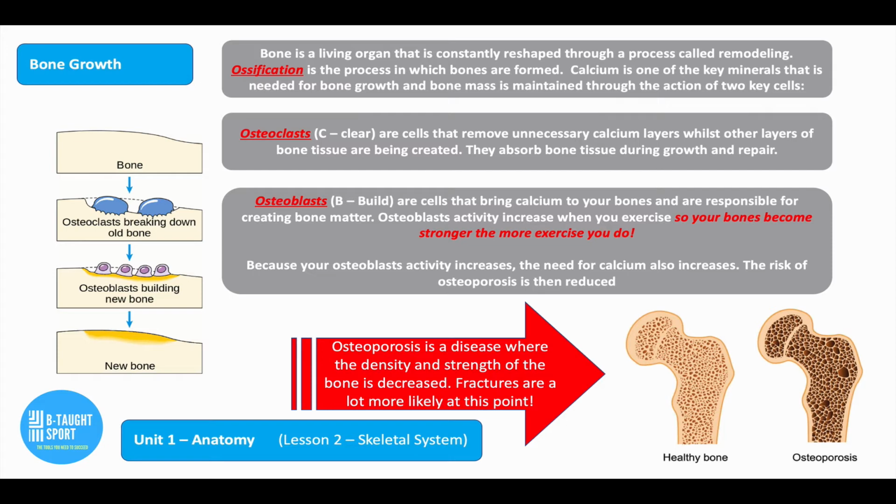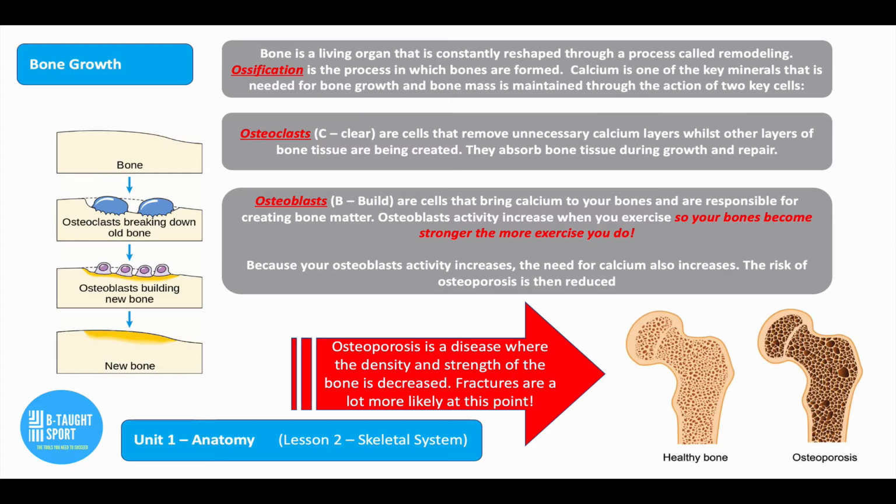Now on the left hand side there's a bit of a diagram there of how it works. So there you've got your bone at the top. What happens is your osteoclasts then break down that old bone, so it might be damaged bone, it might even be bone that just needs to be replaced, and then the osteoblasts, so B for building, would then actually build that new bone on top, making your bone more dense.